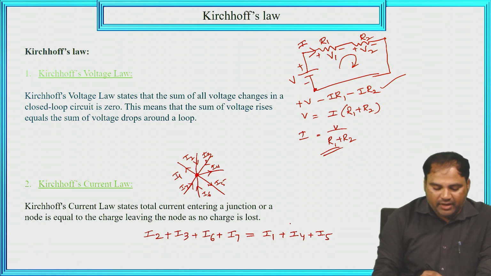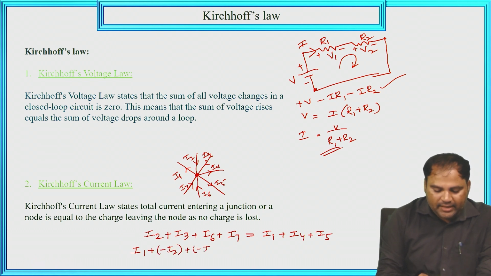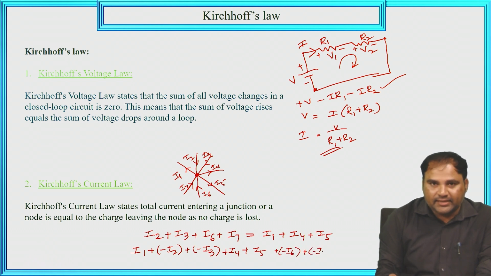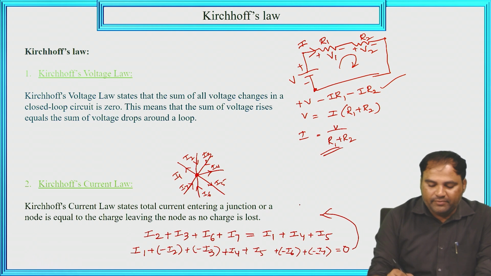Now finally we have to write the equation like this: I1 plus or minus I2 plus or minus I3 plus I4 plus I5 plus or minus I6 plus or minus I7 should be equal to 0. Now finally this equation we can write like this: summation of I equals 0.